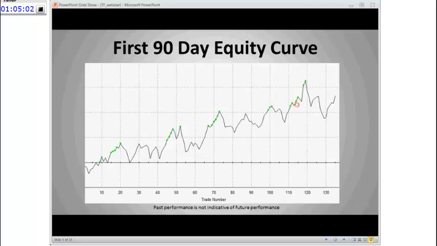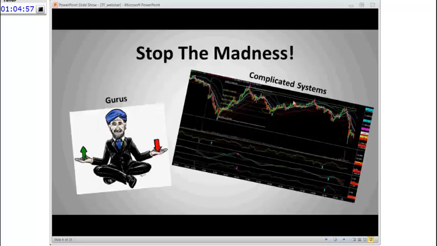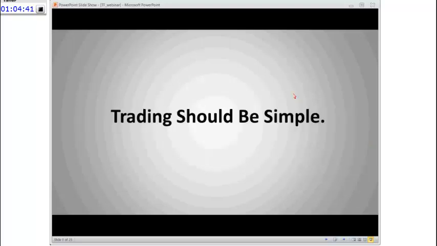And my goal, I guess, for this year and next year is just to help traders get through a lot of the smoke and mirrors and really just stop the madness. You don't need complicated systems. And you don't have to follow gurus that will promise you riches overnight. In my opinion, very, very simple. And so that's what I'm going to cover today.